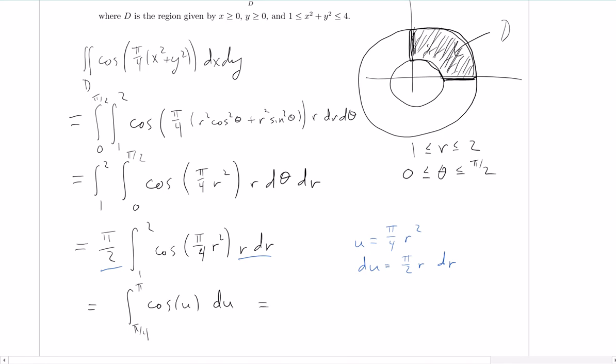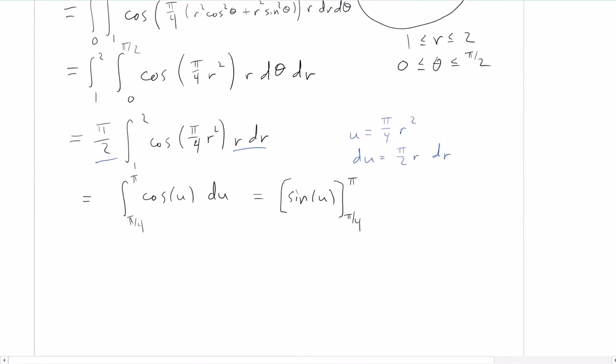And the antiderivative of cosine is just sine. So this is just sine of u from pi over 4 to pi. And of course sine of pi is 0, and sine of pi over 4 is 1 over the square root of 2. So this is just negative 1 over the square root of 2. And that is our final answer.